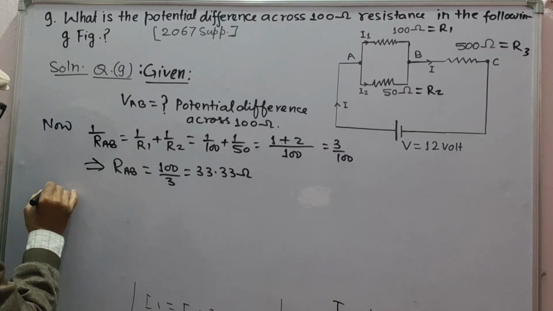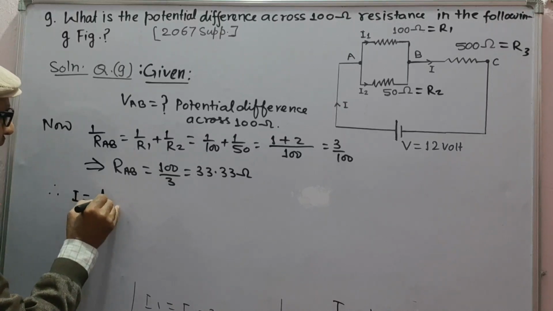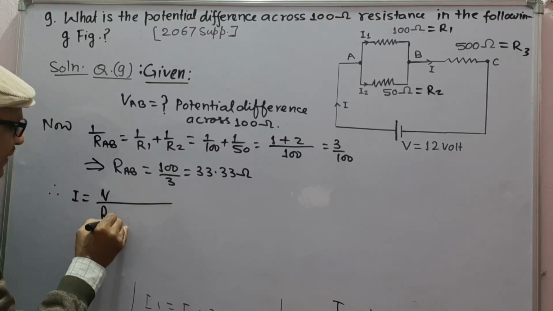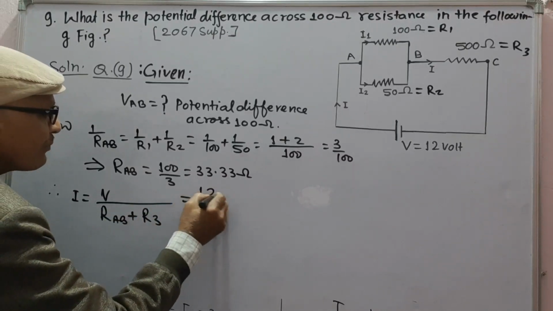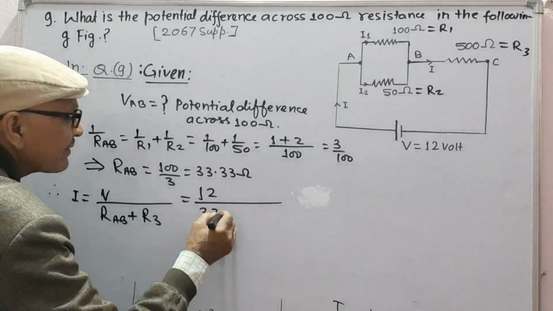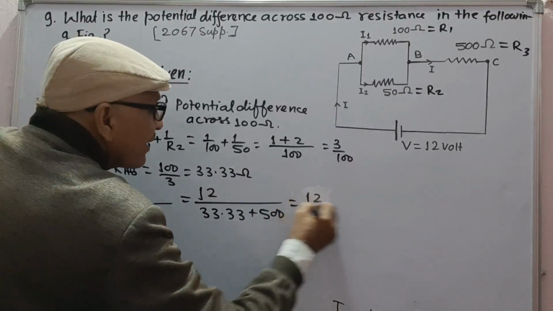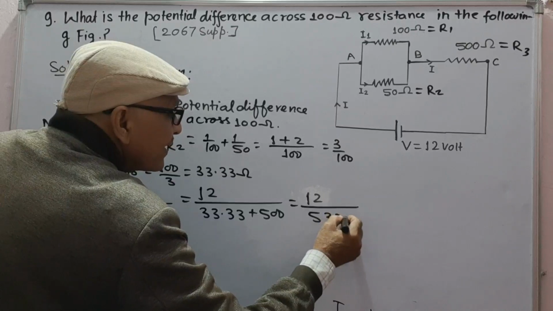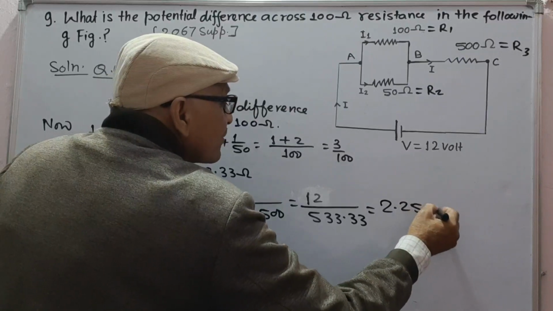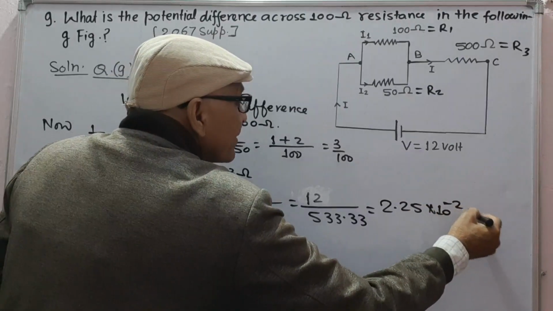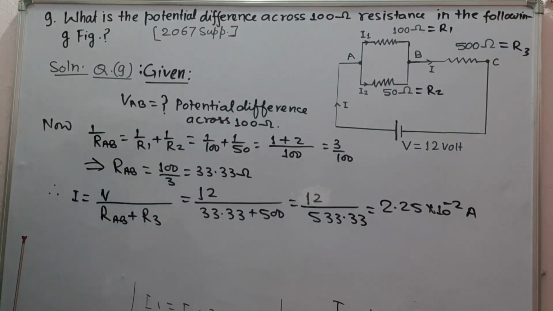Now this RAB is in series with the R3, therefore current I will be equal to V upon RAB plus R3, 12 upon RAB is 33.33, R3 is 500, 12 upon 500 plus 33.33, which gives 2.25 into 10 to minus 2 ampere, means this current I is 2.25 into 10 to minus 2 ampere.